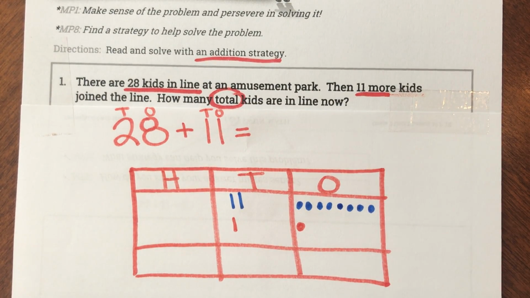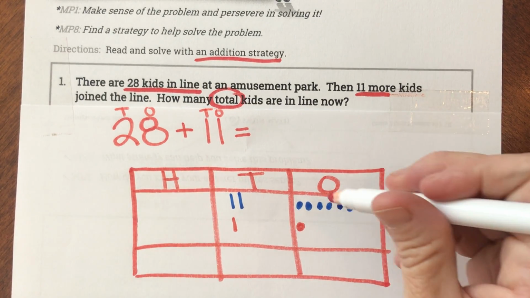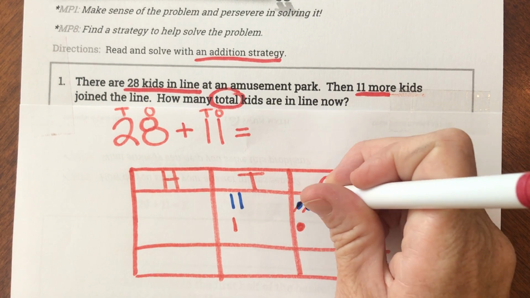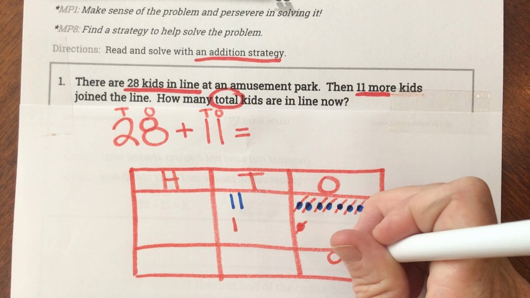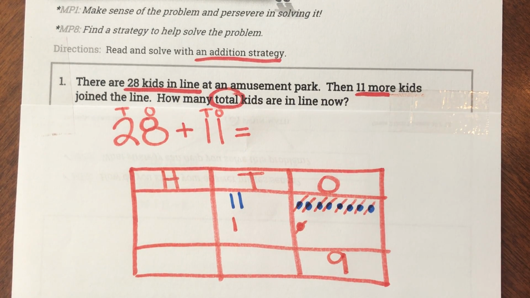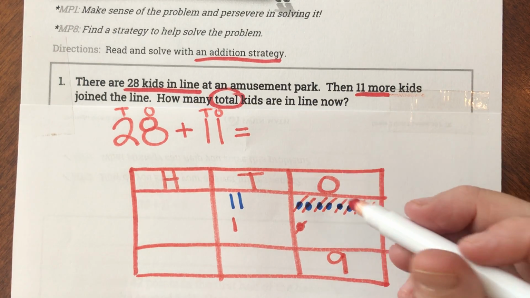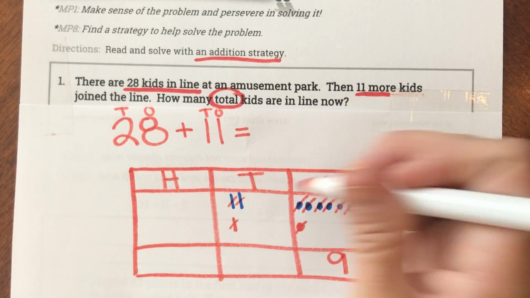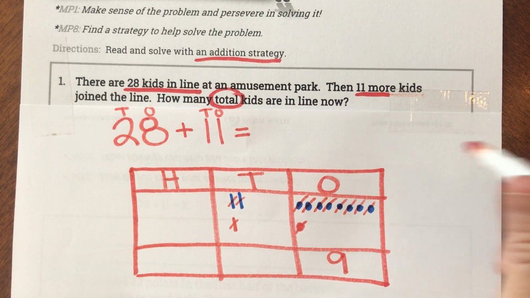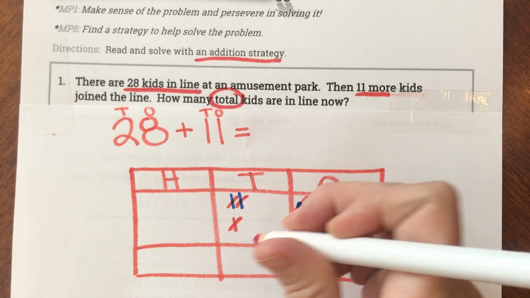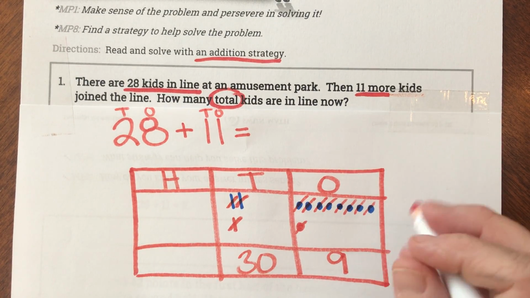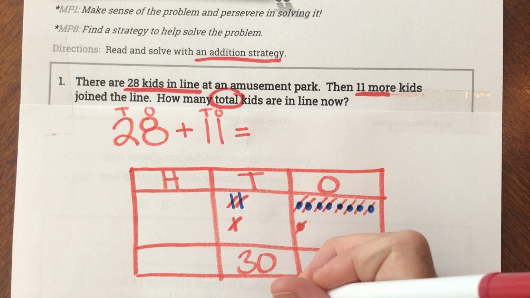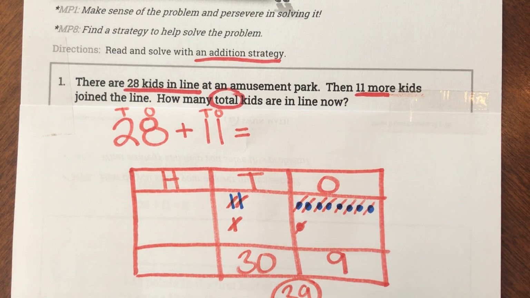Okay, so now I could add my ones. So how many ones do I have total? 1, 2, 3, 4, 5, 6, 7, 8, 9. I have 9 ones. And how many tens do I have? 1, 2, 3. But my tens aren't worth just 1, they're worth 10. So I have 10, 20, 30. So my answer is 39. My answer is 39.